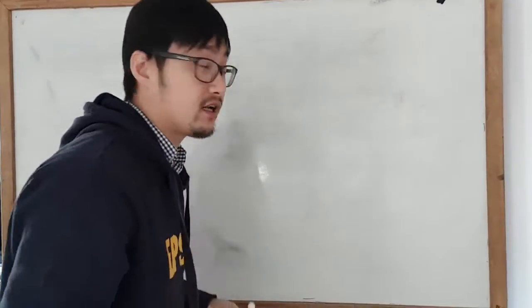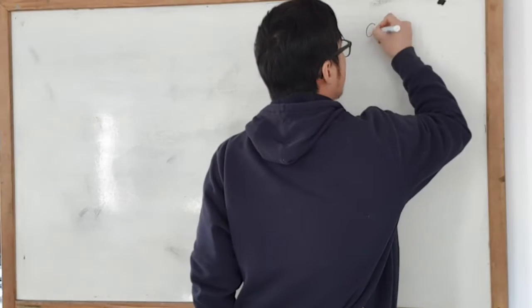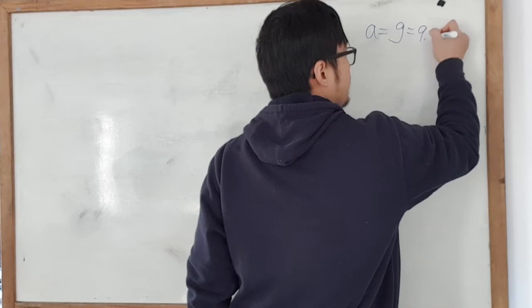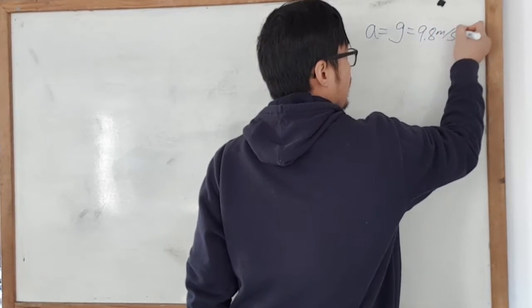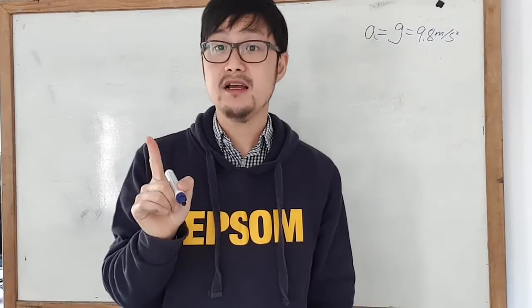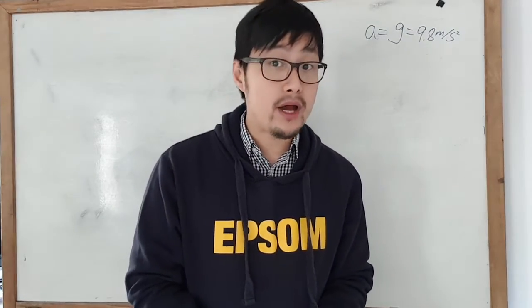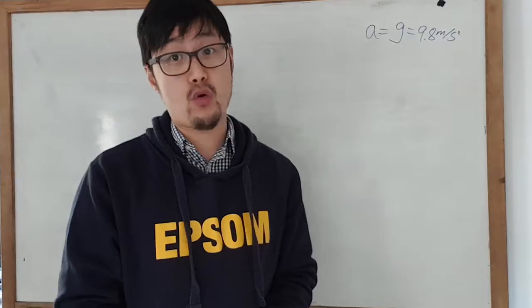So how big is the acceleration? It is a constant acceleration. Gravity acceleration equals 9.8 meters per second squared. Last year you used 10, but this year you have to use 9.8. And how do I use this? I use it with the kinematic equations.